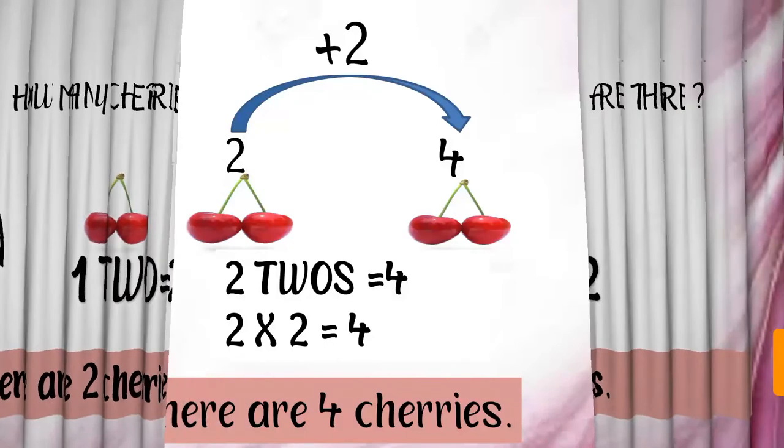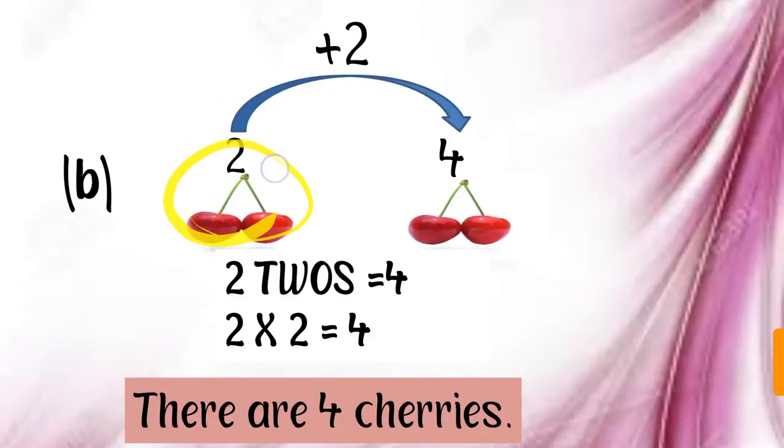Now let's see how many cherries are here. 2 and 2. 2 plus 2 equals to 4. Are you able to see? 2 plus 2 equals to 4. 1, 2, 3, 4. 2 2's equals to 4. So we can say it like this: 2 multiplied by 2 equals to 4, or 2 2's equals to 4. So there are 4 cherries.